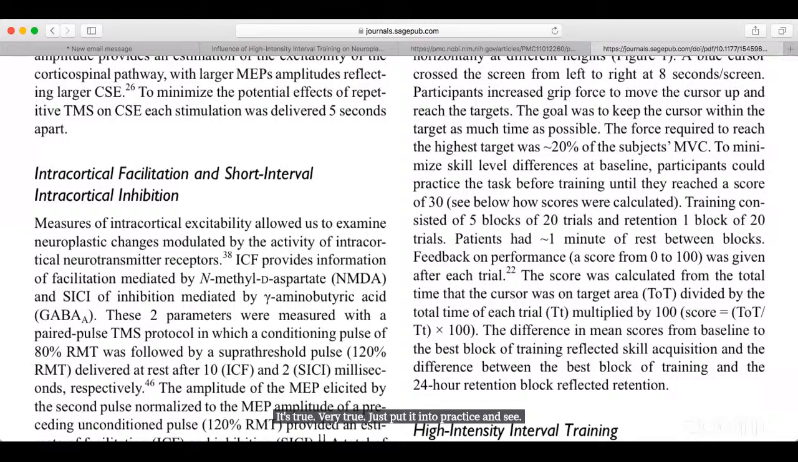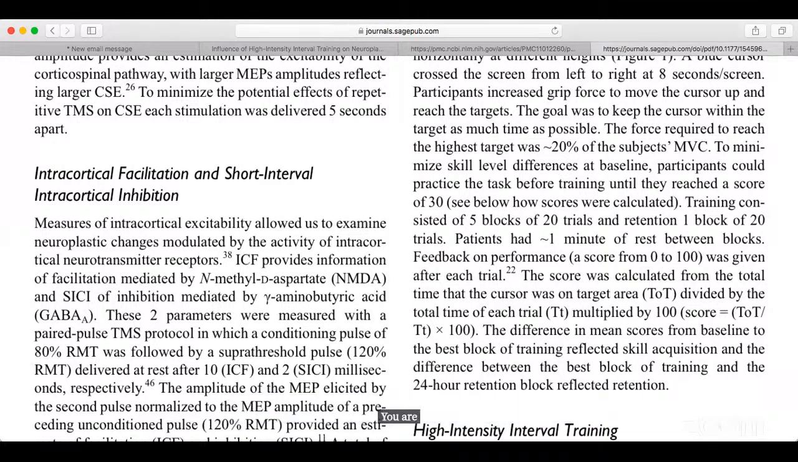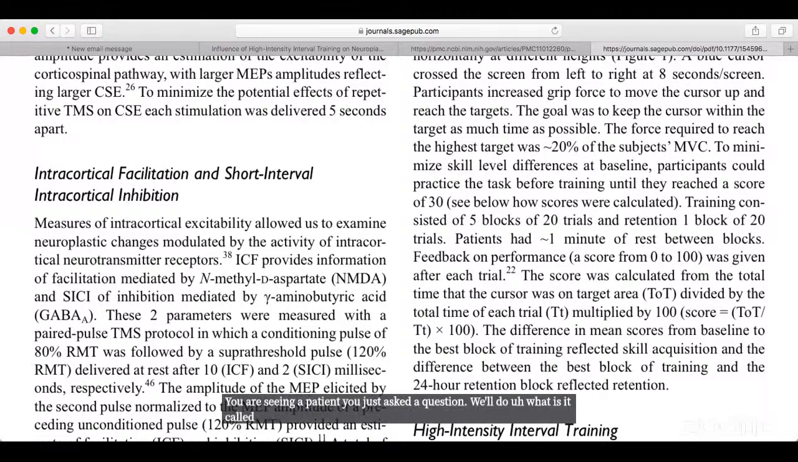As someone is trying to say in higher institutions, I don't know whether you are saying it's not obtainable in clinics. Believe me, evidence-based practice is for the clinician. It's not for the academicians. It's for the clinicians. You are sitting, you are seeing a patient, you just ask a question. We'll do, what is it called? Clinical reasoning.